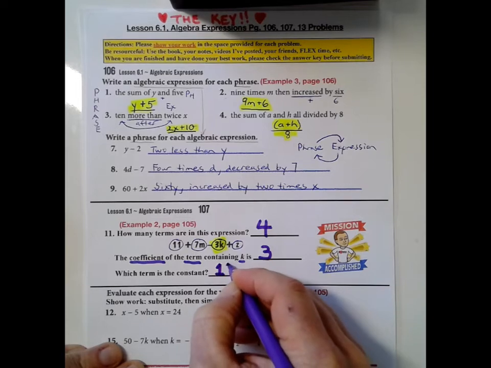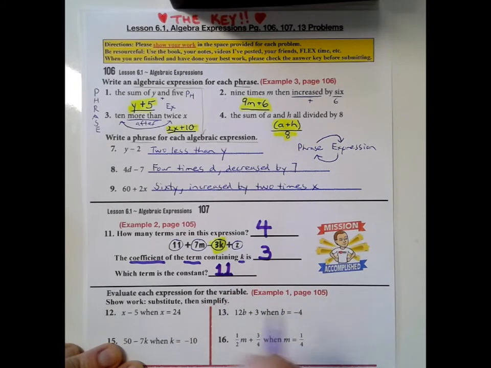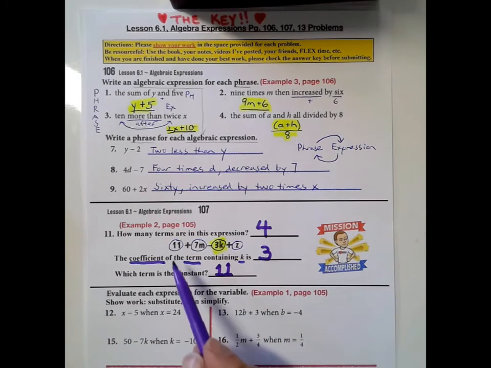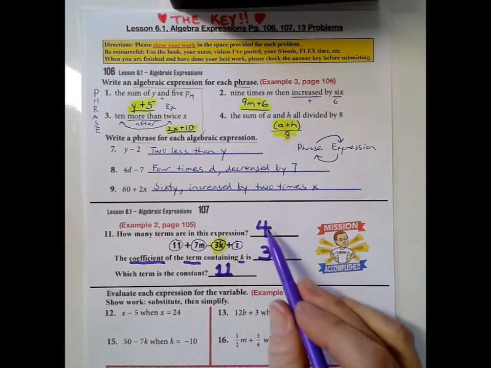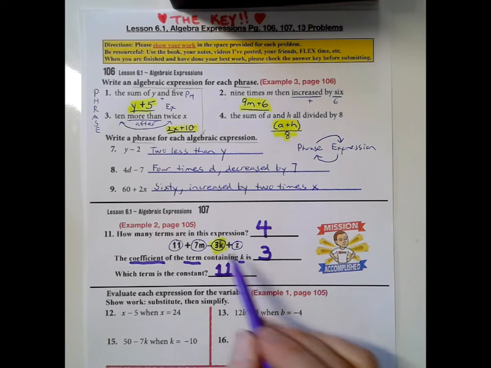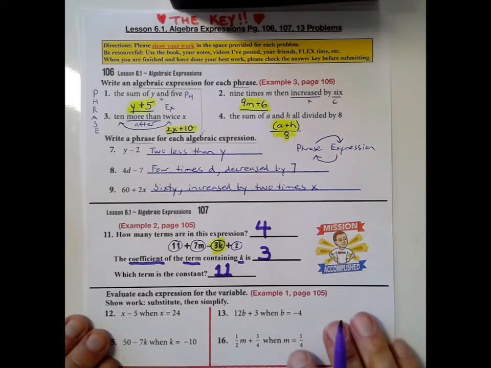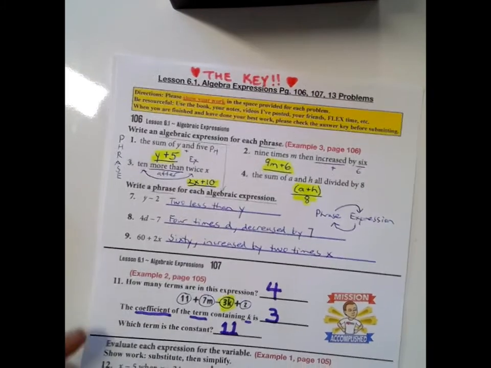The constant is usually a number, and it's called a constant because it never changes. That's going to be 11 no matter what values we give to these variables. So we've got 4 terms, the coefficient of the k. Hey, what's the coefficient of the m? Right, 7. Okay. What's the coefficient of z? 1. Yeah, there's 1 z there, not 0.